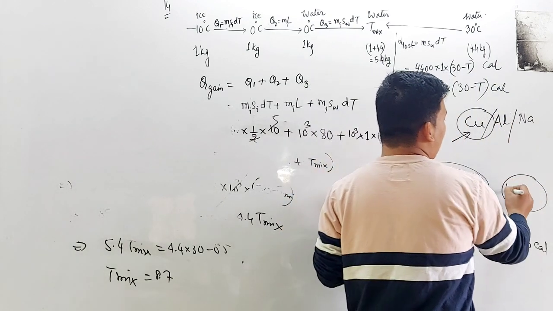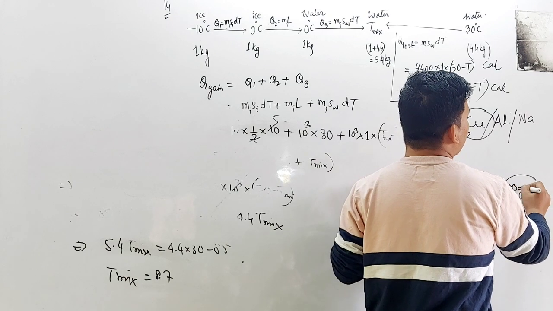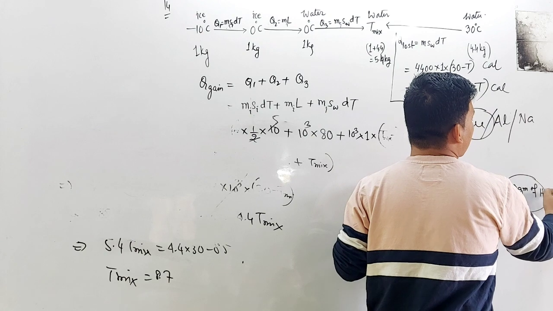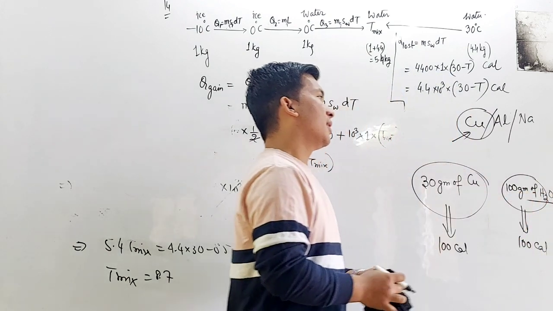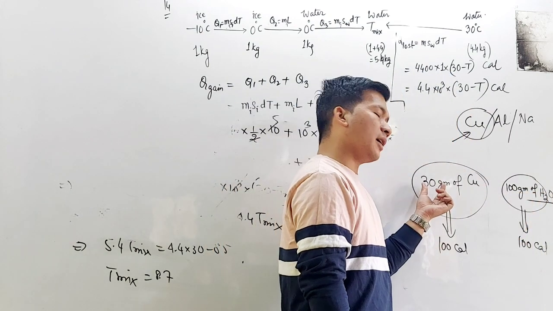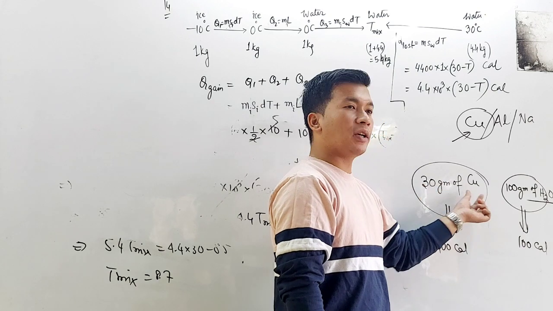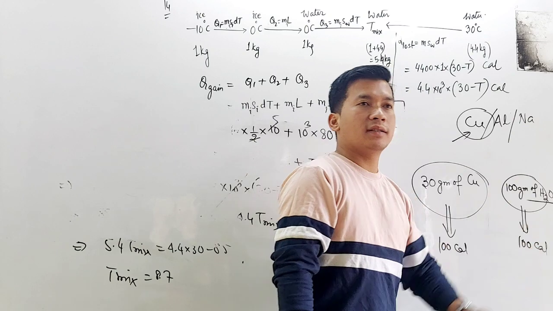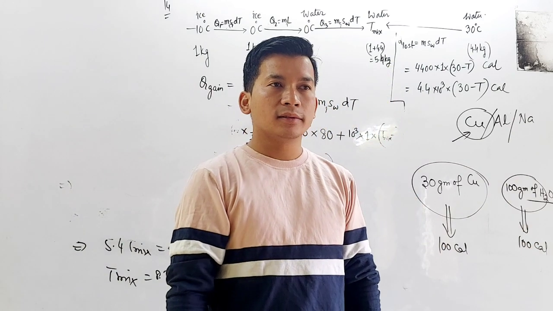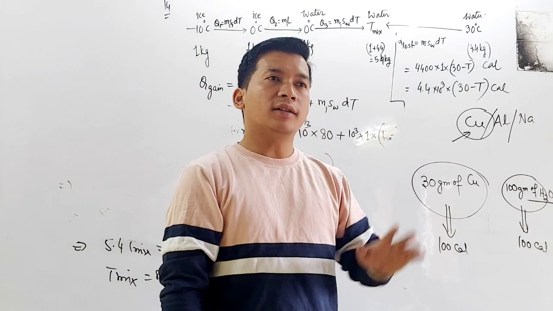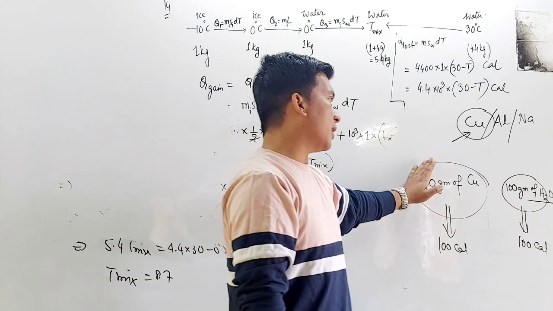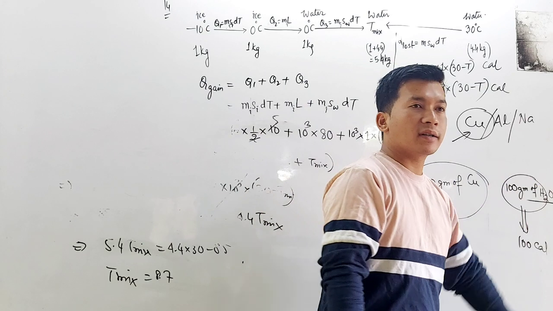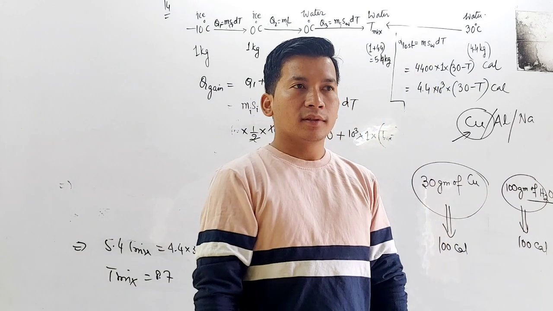That is 100 gram of water. Understand, bro? It is simple: 30 gram of copper is equivalent to 100 gram of water in terms of heat present inside it. Do you get the concept here? As simple as that, 30 gram of copper, we can replace it with 100 gram of water. Do you understand?